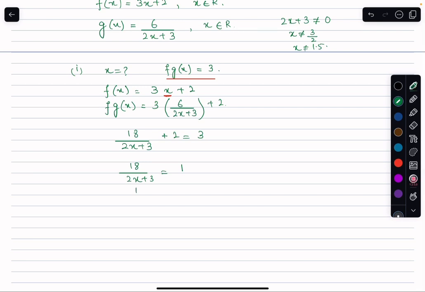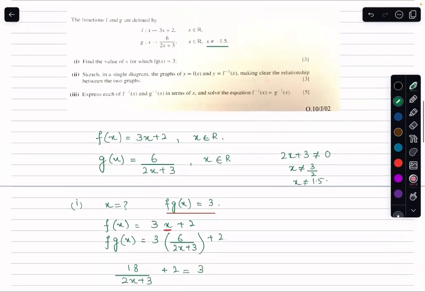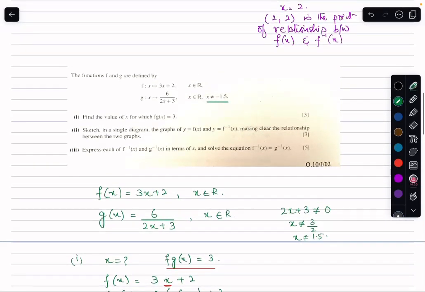Or it's 18 equals 1 times 2x plus 3, or I can say 18 minus 3, which is 15, equals 2x, or I can say x equals 15 divided by 2, or x equals 7.5. So this is going to be the answer for the x value. Now the second part of the question.